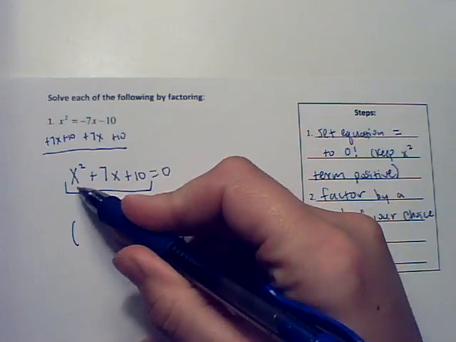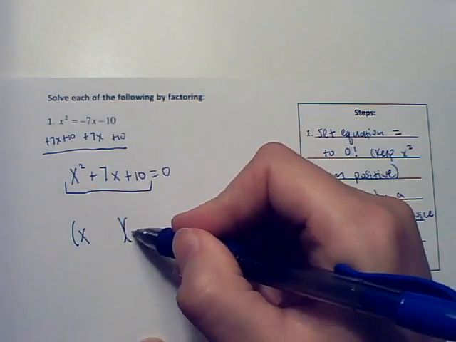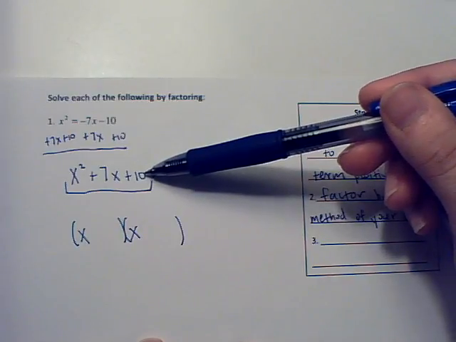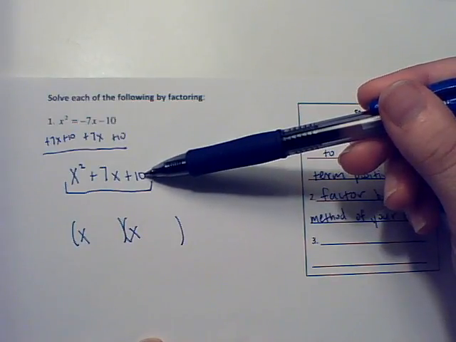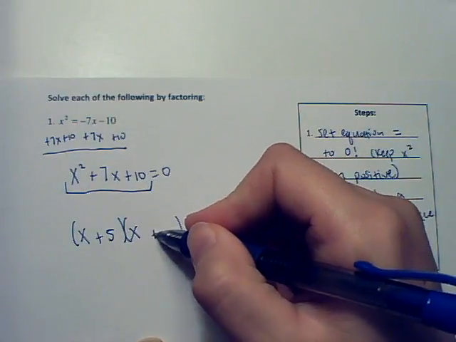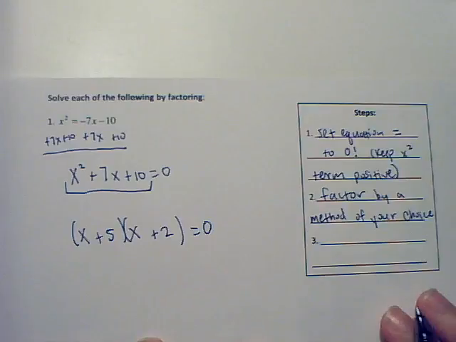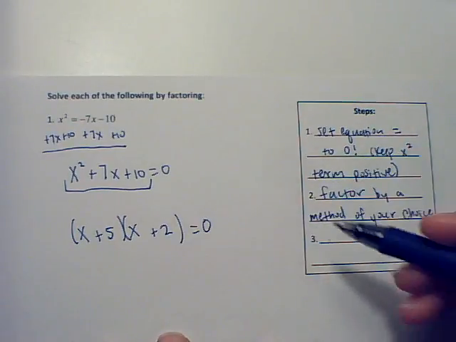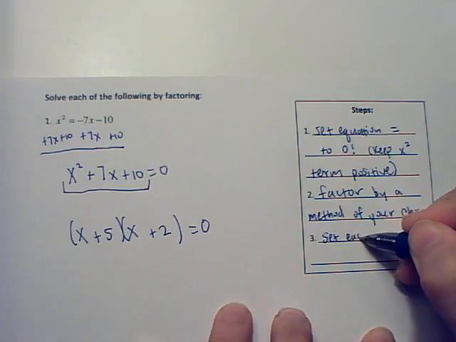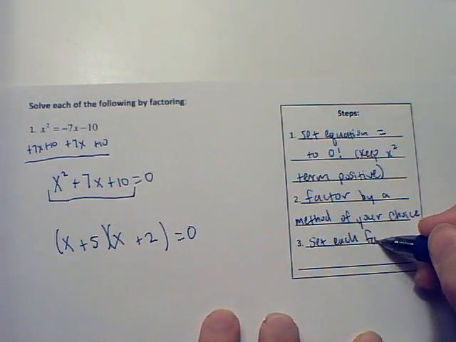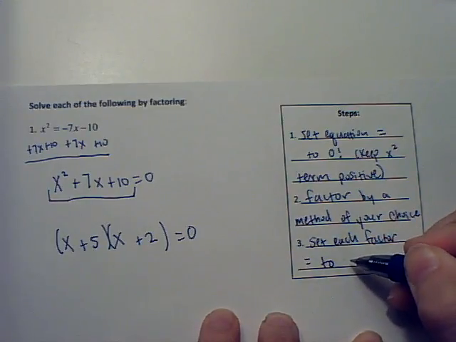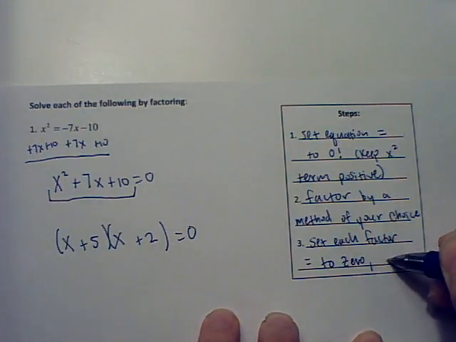Two things that multiply to be x squared would be x and x. And two things that multiply to be 10 here: either 10 and 1 or 5 and 2. The combination that's going to allow you to add to be 7 is going to be a positive 5 and a positive 2. So again, factor that side, and then the final step here is going to be to set each factor equal to 0 and then solve.